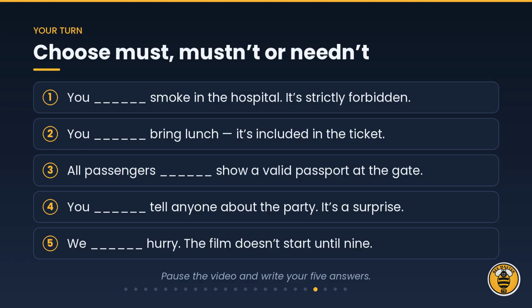Now it's your turn. 5 sentences. Choose must, mustn't, or needn't. 1. You blank smoke in hospital. It is strictly forbidden. 2. You blank bring lunch. It's included in the ticket. 3. All passengers blank show a valid passport at the gate. 4. You blank tell anyone about the party. It's a surprise. 5. We blank hurry. The film doesn't start until 9. Pause the video now and write your answers. I'll wait right here.